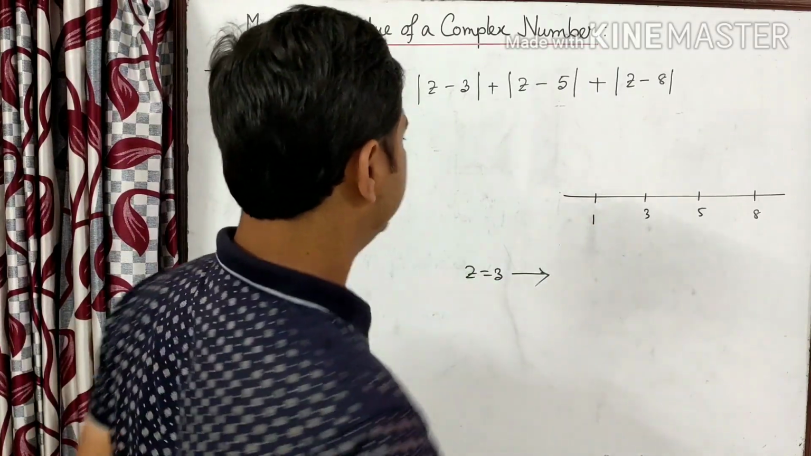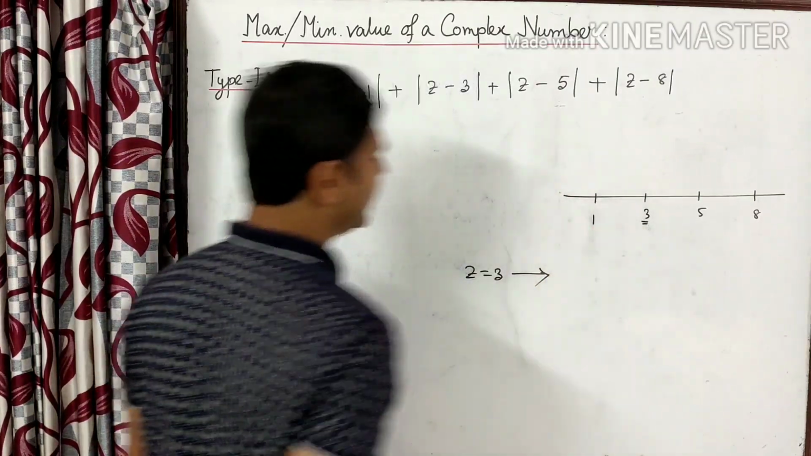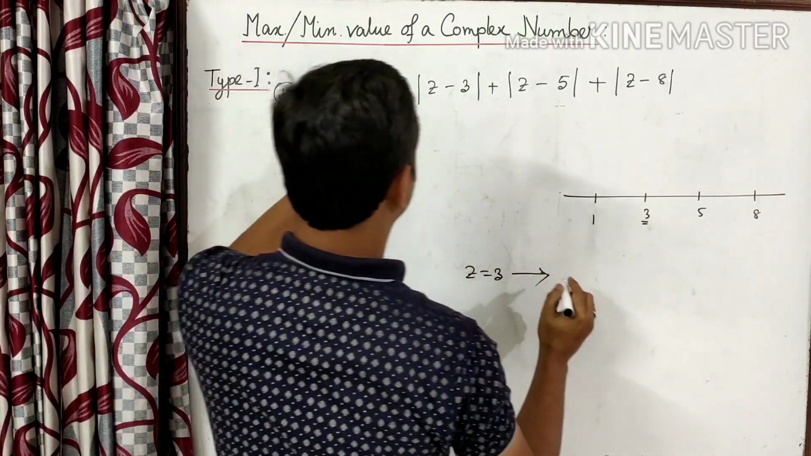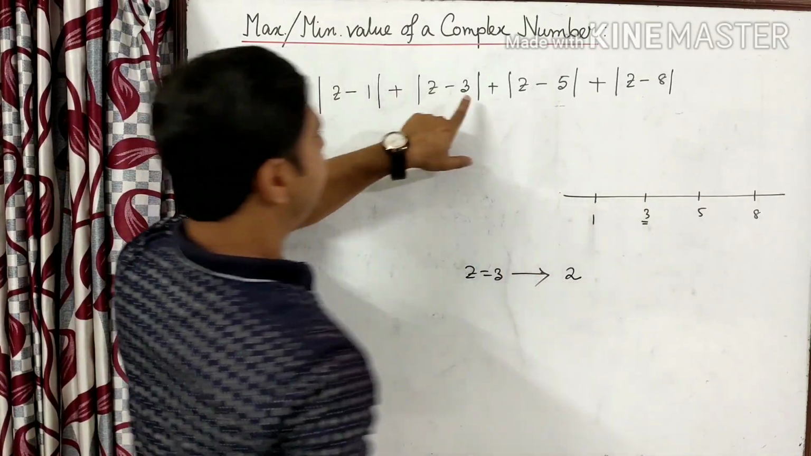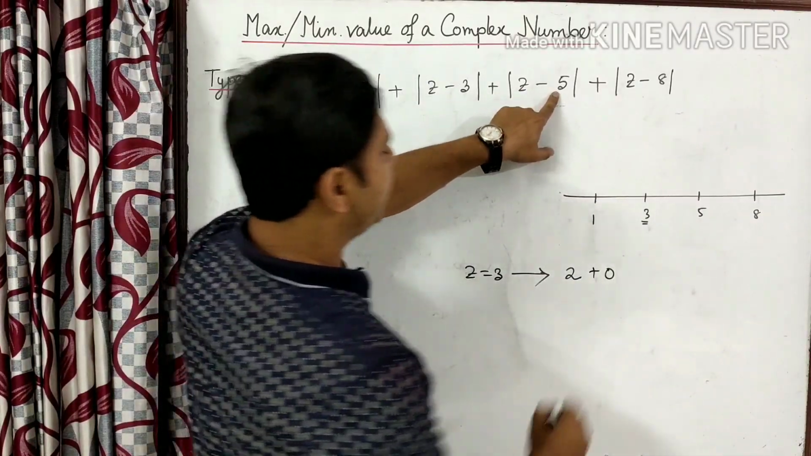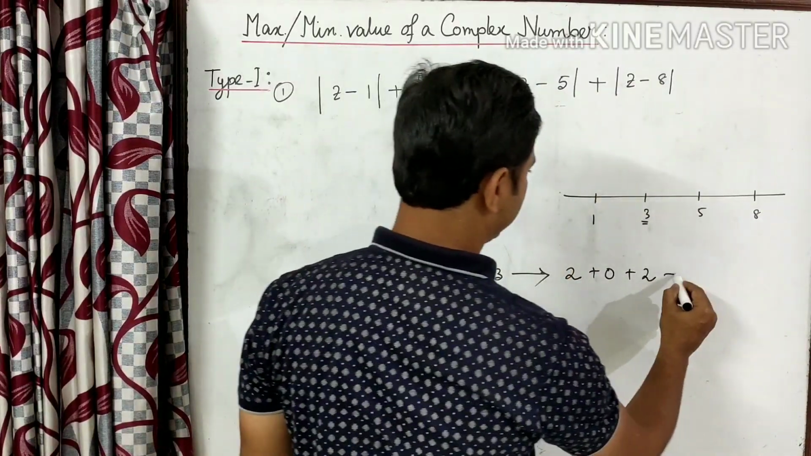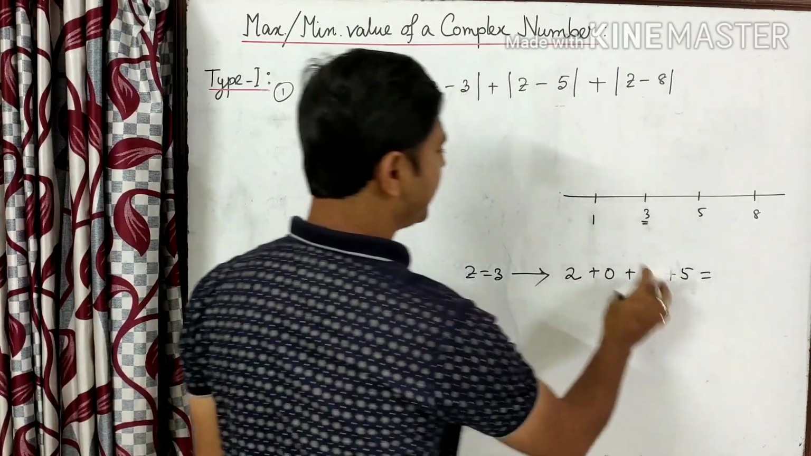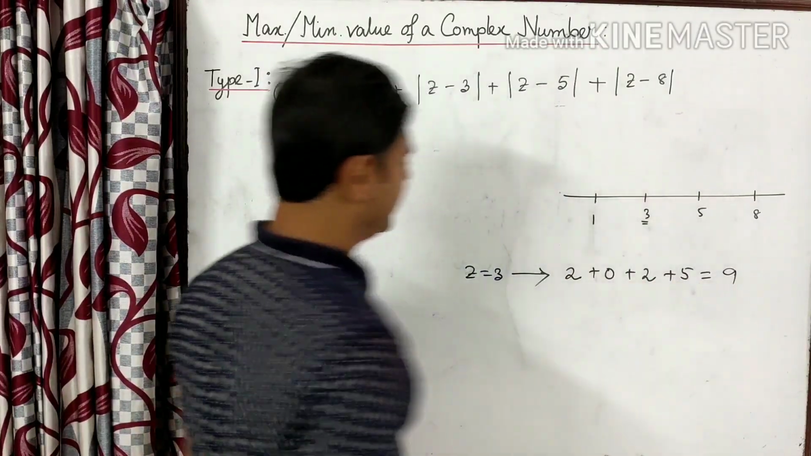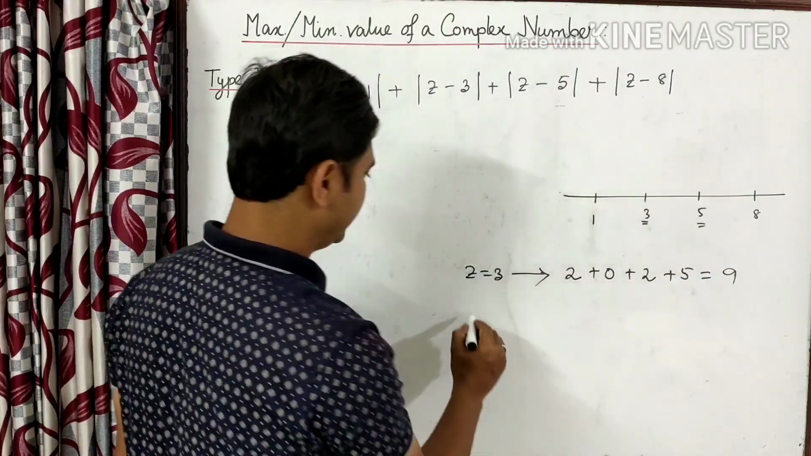I took 3 minus 1, this one we will consider: 3 minus 1. Therefore 3 and 1 difference is equal to 2, 3 and 3 difference is equal to 0, 3 and 5 difference is equal to 2, 3 and 8 difference is equal to 5. You have 5 plus 2 is 7, plus 2 is 9. This is one value.